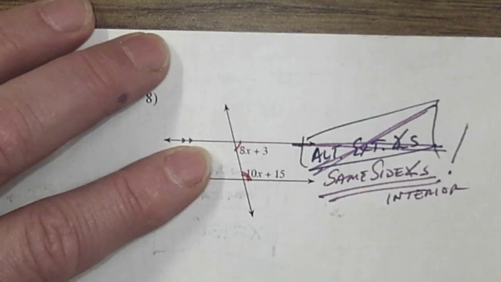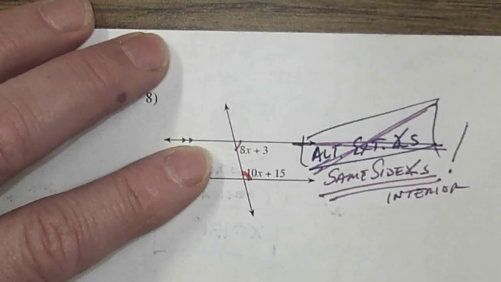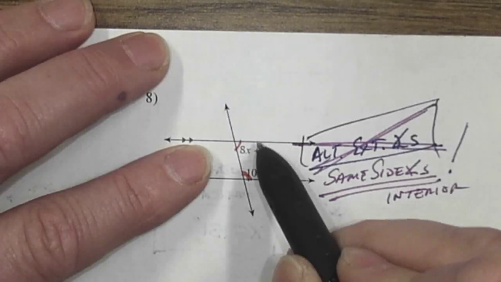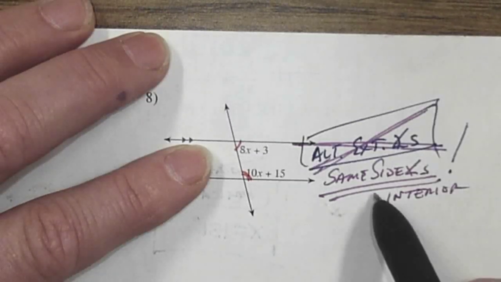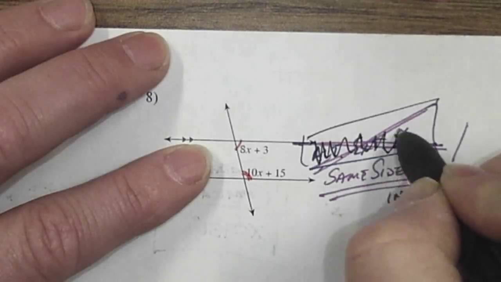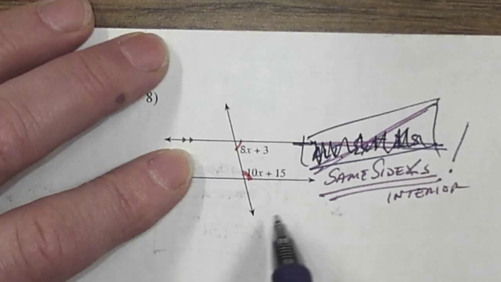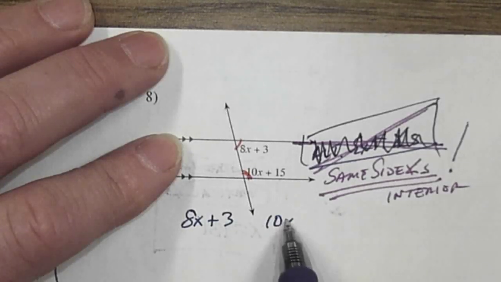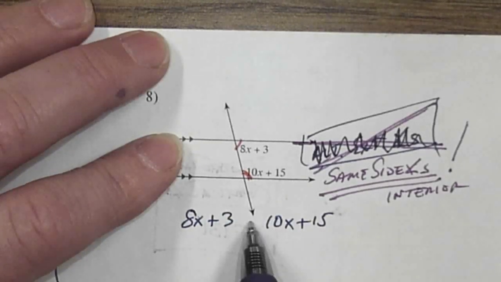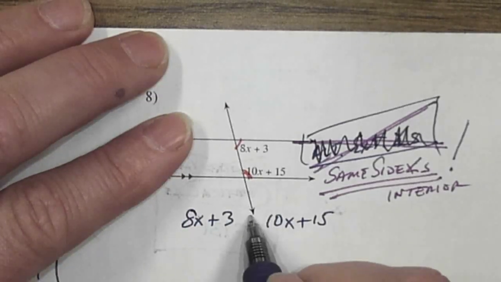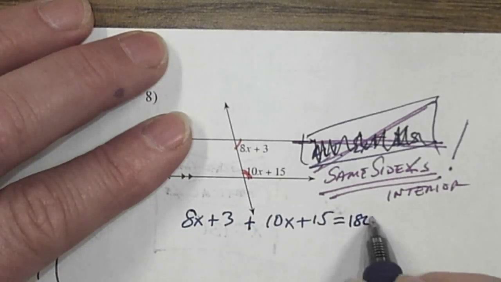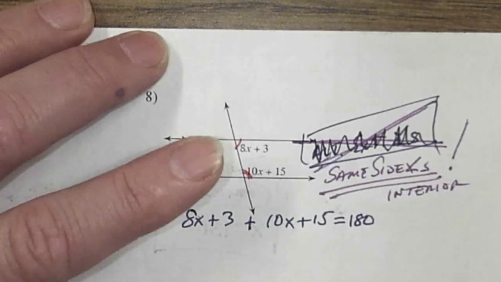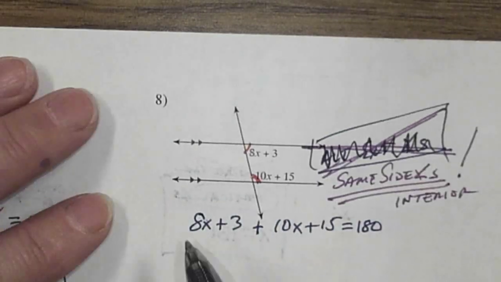I'm trying to go fast and I'm making mistakes. Please forgive me. Okay, same side. They're both to the right, and they're both in between, so they are same side. None of this alternate exterior. That's terrible. Same side interior. We're going to take this angle and this angle. Are they equal or do they add up to 180? Check your notes. They add up to equal 180. And that makes sense because this one looks acute and that one looks obtuse, so I shouldn't expect them to be equal.